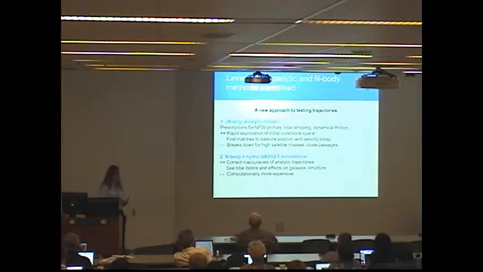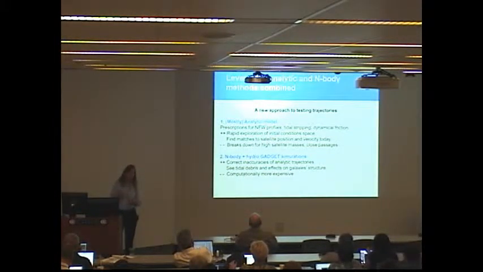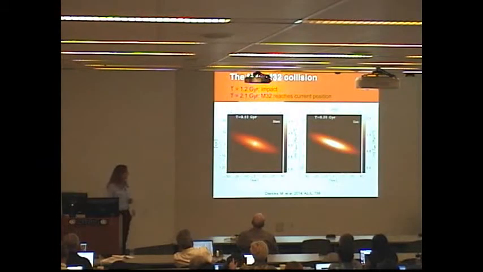And step one is to explore the parameter space fast with a lot of analytic orbital integrations. And then follow that up by looking at the best fit orbits with full n-body hydro simulations to see the effects that the interactions have had on the structure of both galaxies. So that's what we did for M32 last year in a paper that was published in 2014.